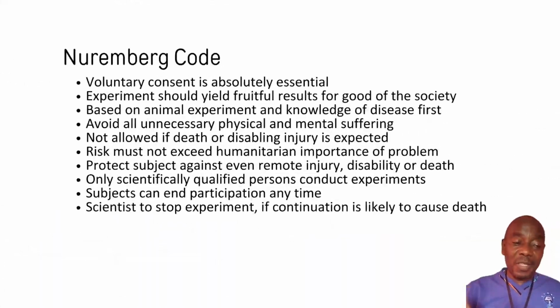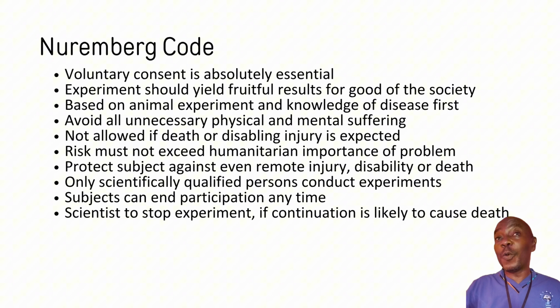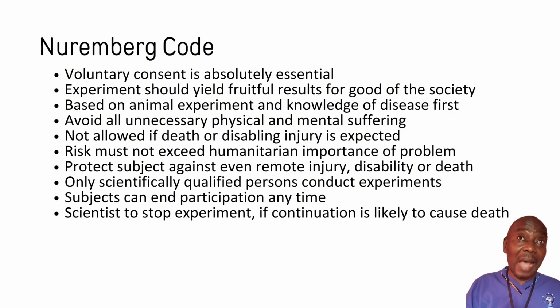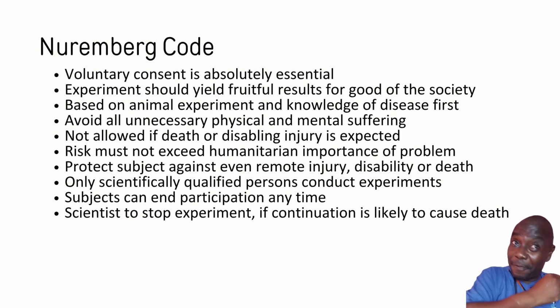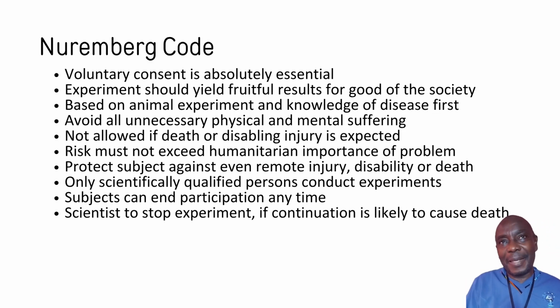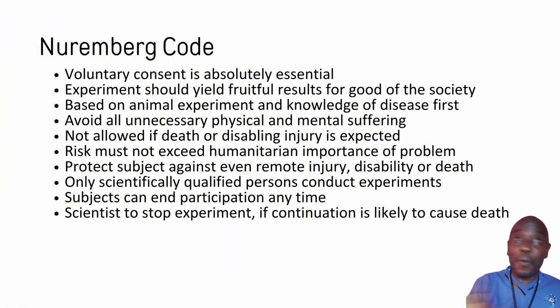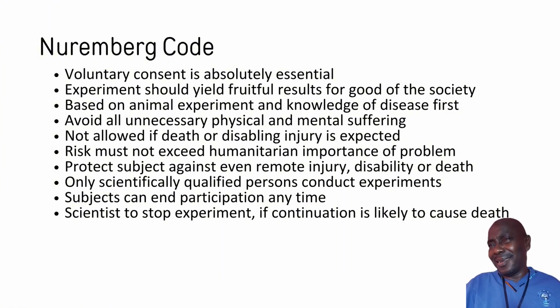Number one, voluntary consent is absolutely essential. So if there's going to be any clinical trial at this moment, then these people must say, yes, I'm willing, I'm ready, I want to be part of it. Okay? Number two, the experiment should yield fruitful results for the good of society. It can't just be any research at all. Then number three, it must be based on animal experiments first, and knowledge of the disease that we are looking at. Number four, we must avoid all unnecessary physical and mental suffering that this research may bring.